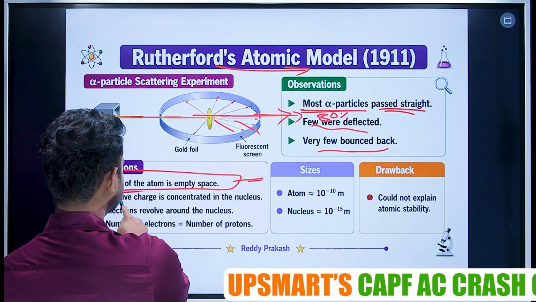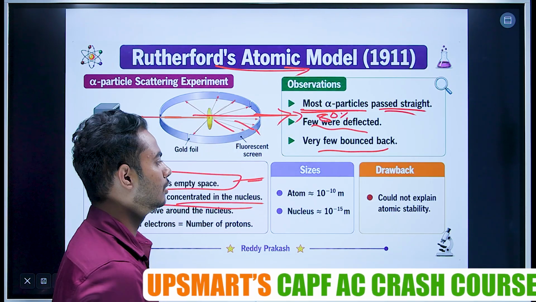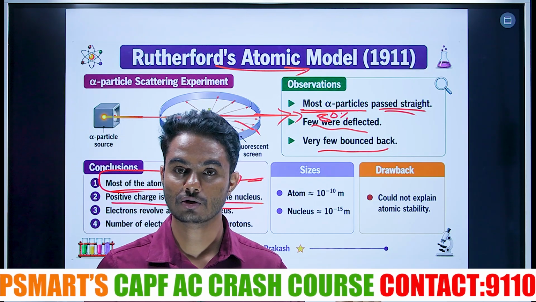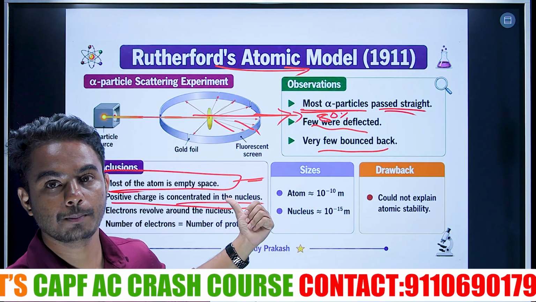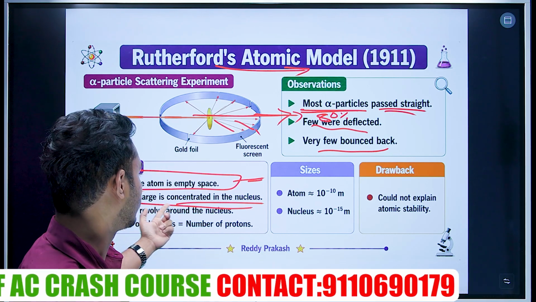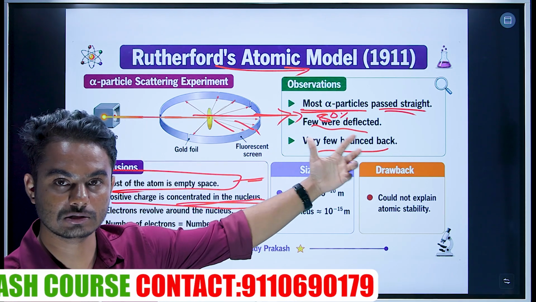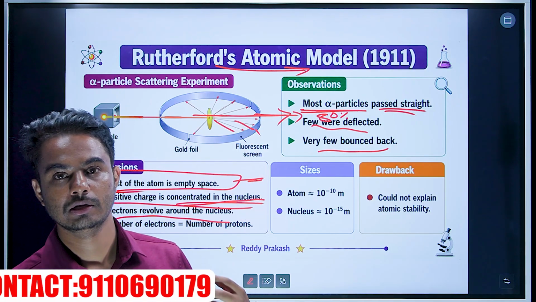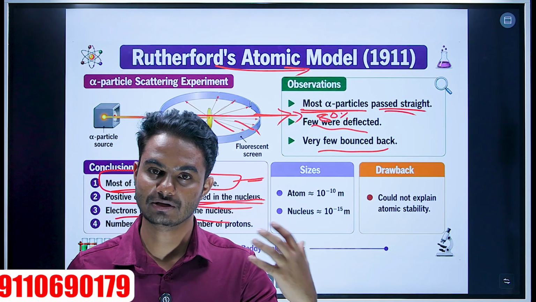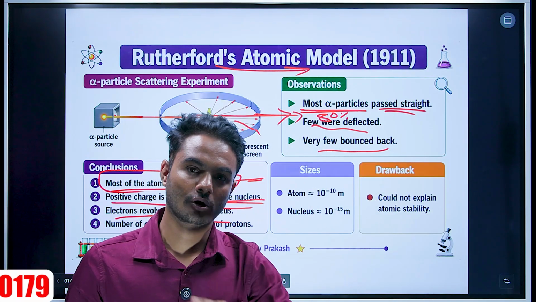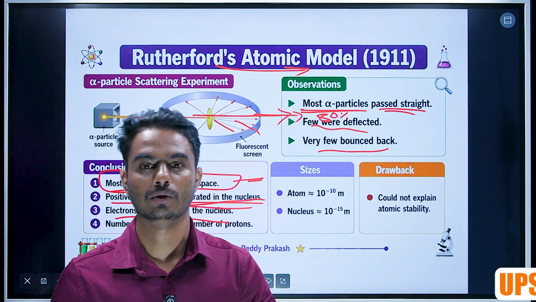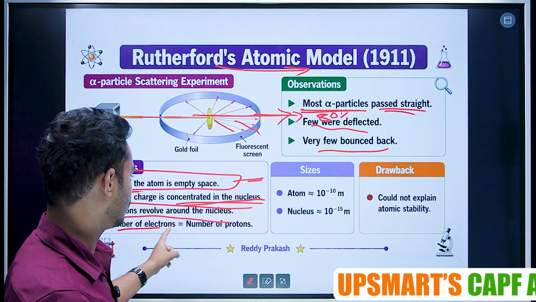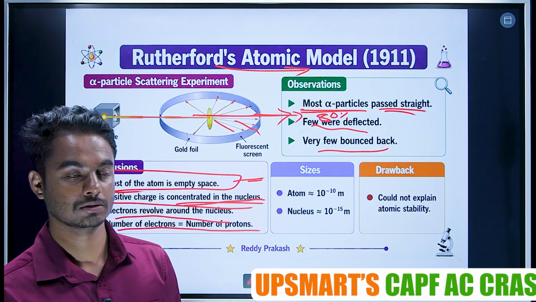Easy, right? Next, positive charge is concentrated in the nucleus. Just like I said, in the nucleus are protons and neutrons. We also said positive charge is concentrated in the nucleus, that is, protons in the nucleus. Next, electrons revolve around the nucleus. He didn't mention the shells, but he only told that electrons revolve around the nucleus. Next, number of electrons is equal to number of protons.